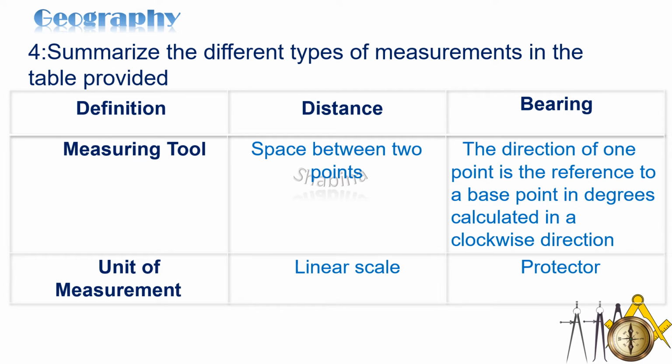Summarize the different types of measurement in the table provided. Distance and bearing. Measuring tool. The space between two points is known as distance, and the direction of one point in reference to a base point, in degrees calculated in a clockwise direction, is known as bearing. Then distance can be measured with the help of a linear scale, and bearing can be measured with the help of a protractor. It is the fourth question in your reflection.